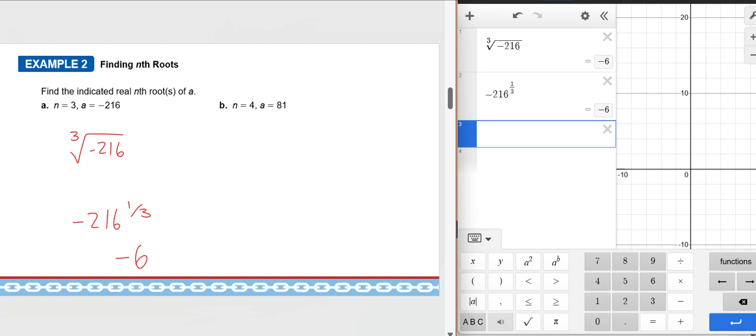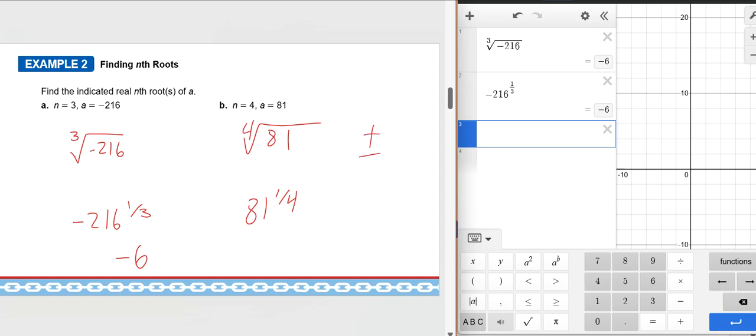For part B, I get the 4th root of 81, or I can do 81 to the 1/4 power. Now, this is an even root, so this is where I'm going to have the plus or minus answer, right?